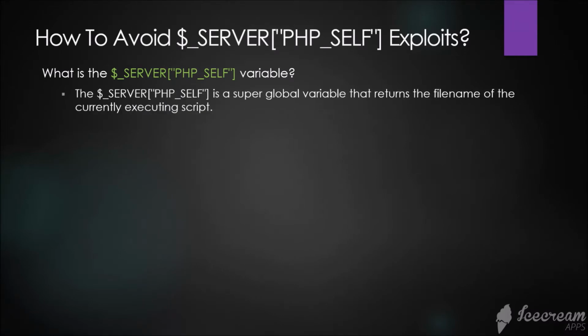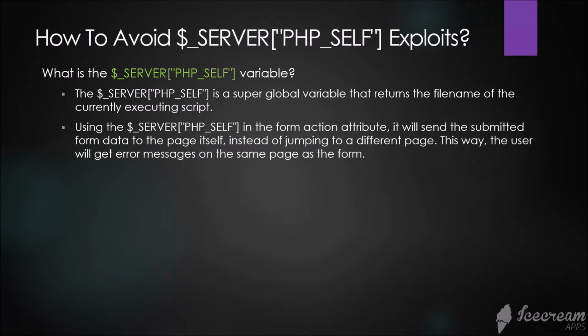Okay, so what is the server PHP self variable? The server PHP self is a super global variable that returns the file name of the currently executing script. Using the server PHP self in the form action attribute, it will send the submitted form data to the page itself instead of jumping to a different page. This way, the user will get error messages on the same page as the form. Okay? So if you still remember yung sa form handling natin, we also make the form submit on the same page. But we didn't use the server PHP self. Instead, we just leave the action attribute blank. Okay? So, yun ang ginawa natin before.